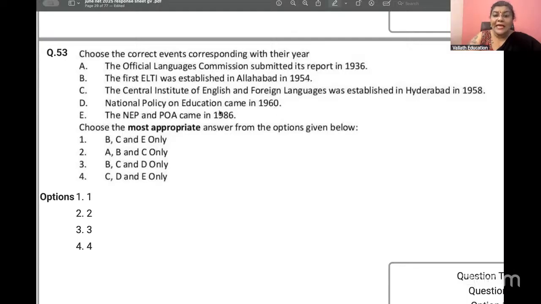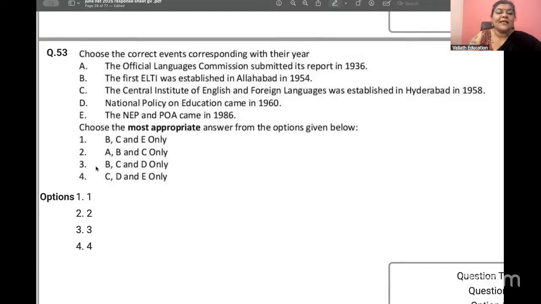NPE. I have taught this. I'm sure all teachers teach this. NPE is wrong. This D is wrong. NEP and POA came in 1986 is correct. NEP and POA is 1986. Everybody should know. So A is definitely wrong.